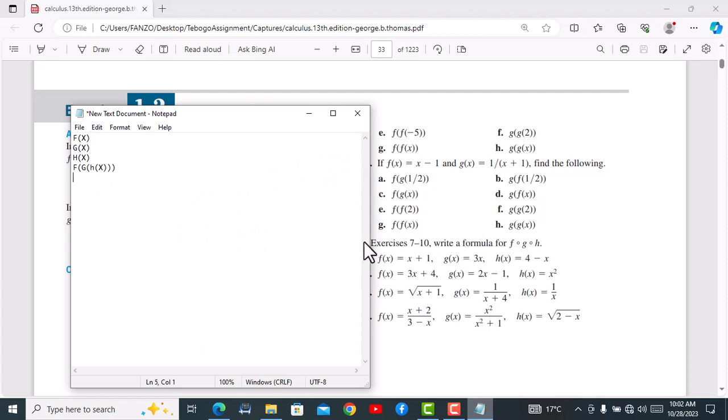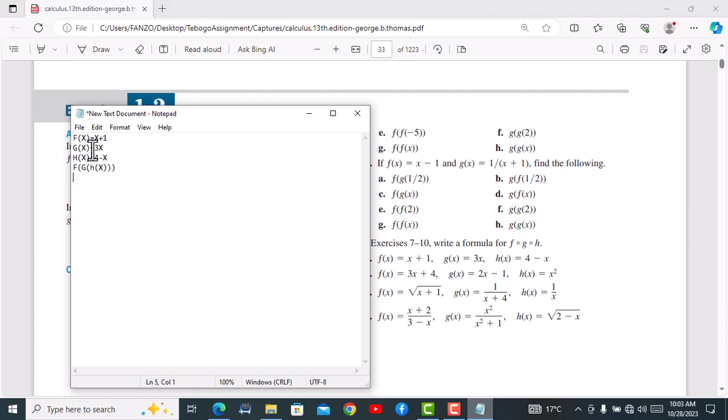So I am provided with 3 functions. The first one is f at x. Okay, let me do this. f at x is equal to x plus 1, and I have g at x, which is 3x, and I have h at x, which is 4 minus x. So this is exactly what I have. And then from there, I want to define the graph of h inside the graph of g, and together inside the graph of f. So I'm going to try to do these 2 first.